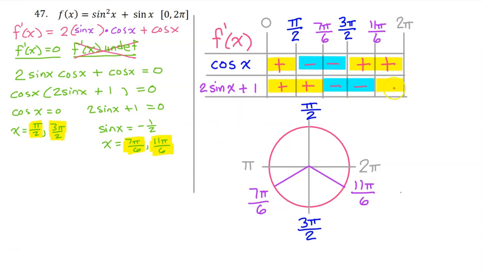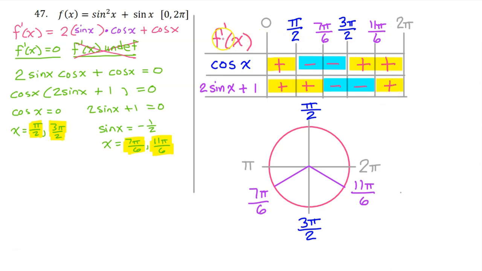In the last interval, we can use the endpoint of 2 pi as a test value because 2 pi is not a critical value. 2 sine x plus 1 is not equal to 0 here, so there's no sign change, we can use it. At 2 pi, sine is 0. So this is 2 times 0 plus 1, which is plus 1. So this factor is positive in this interval.